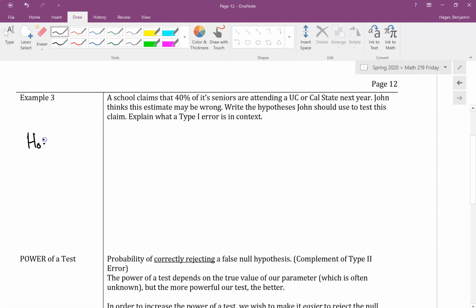Okay, so the null hypothesis, again, we're not doing means here, we're doing percentages. So the proportion of students that the school claims are going to UC or Cal State is 40%, or 0.40. The alternative that John wants to test is he just thinks that they're wrong. Not that it's more, not that it's less, just that it's not 40%. So that would be my null and alternative hypotheses. So then what would a type 1 error look like?